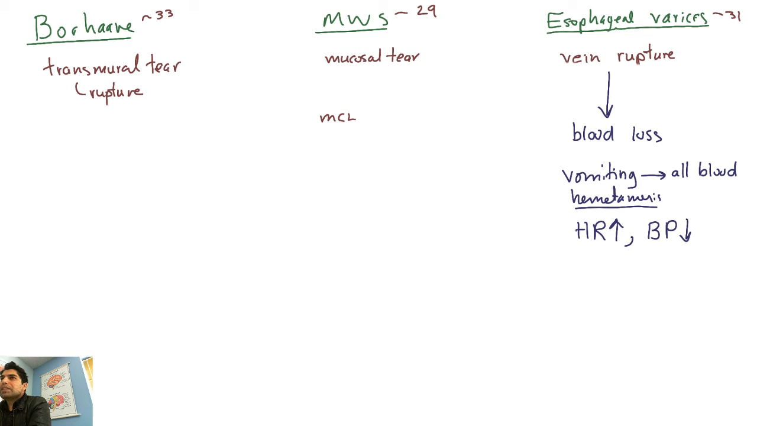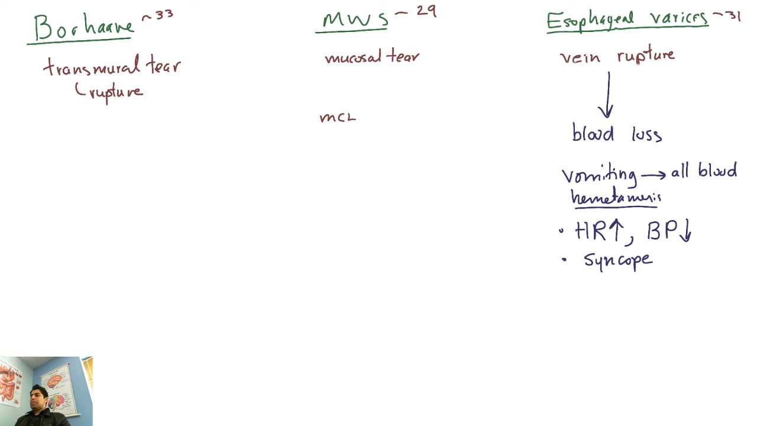And when your brain is not getting enough blood, what happens? You pass out. Syncope. What is syncope? Syncope literally means you pass out. You pass out because there's not enough blood reaching your brain. So this is hypovolemic shock. So look for these patients now.